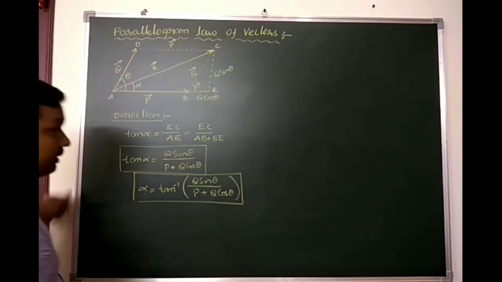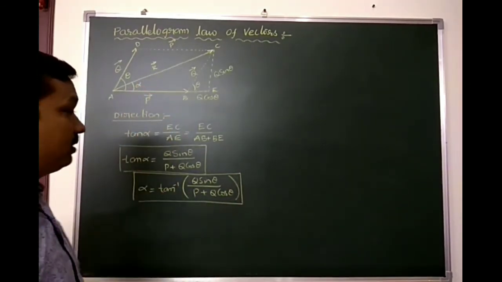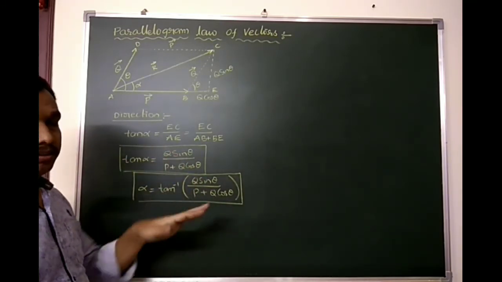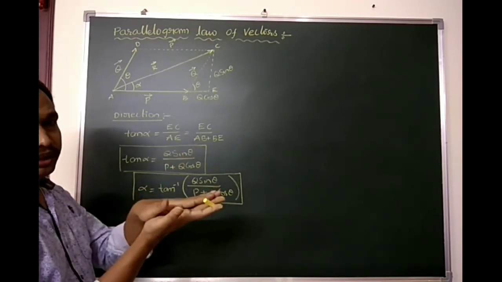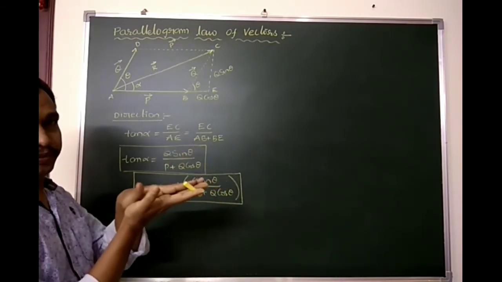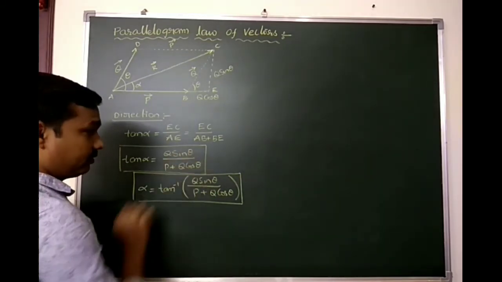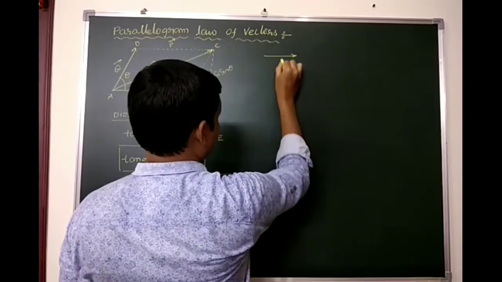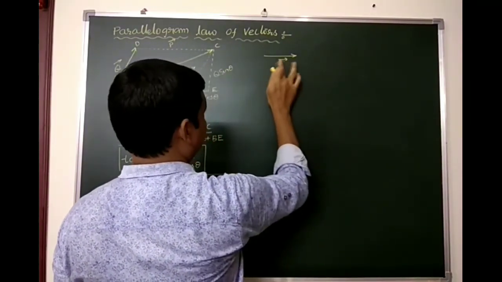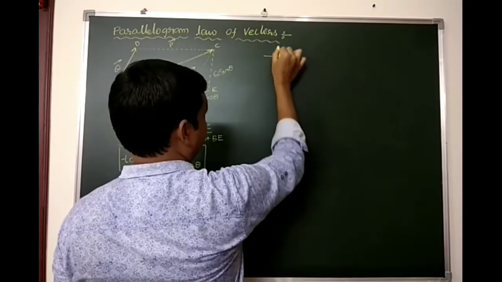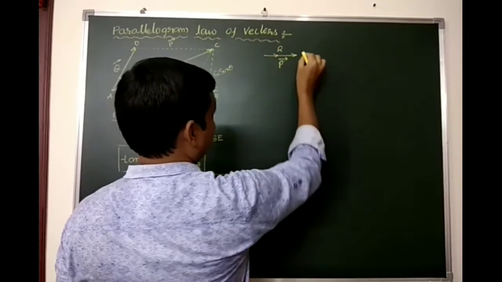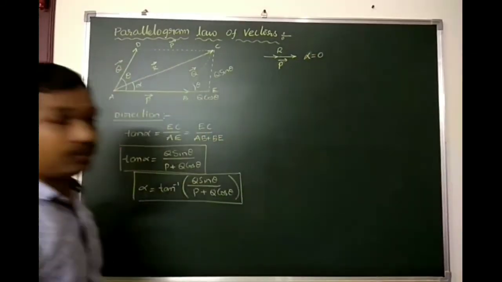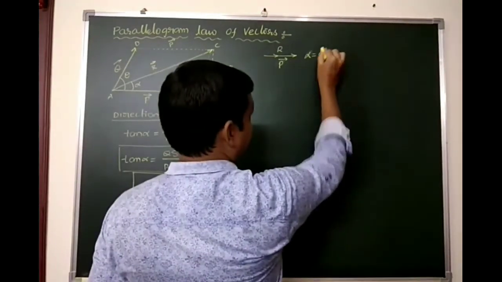This is giving you the direction of the resultant vector. On the basis of this, you can take angles. If you consider 0 degrees, the resultant will be along the direction of the P vector. Then theta is equal to 0 degrees. Nothing but like this: the resultant vector, and this is the P vector. And the resultant should be along the direction. So what is the angle? Alpha is equal to 0 degrees.